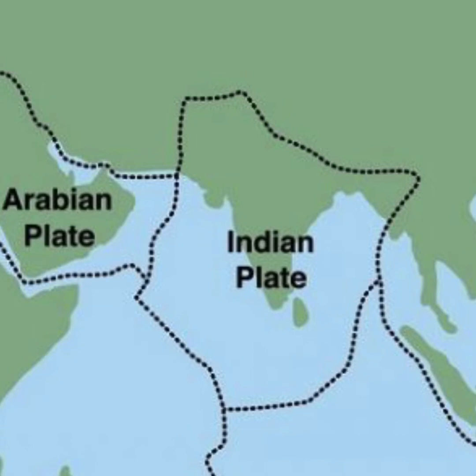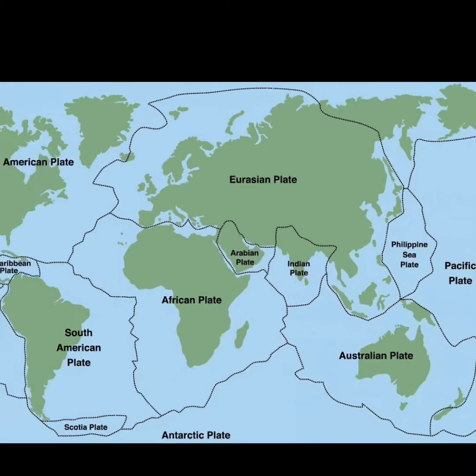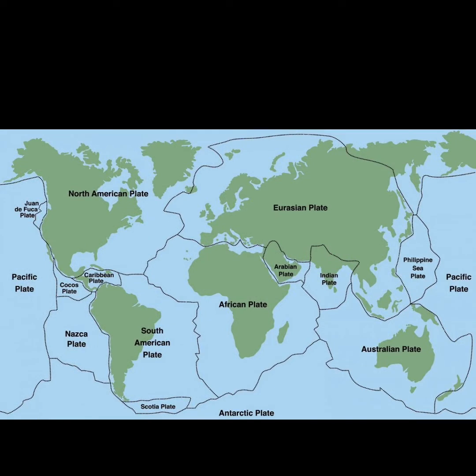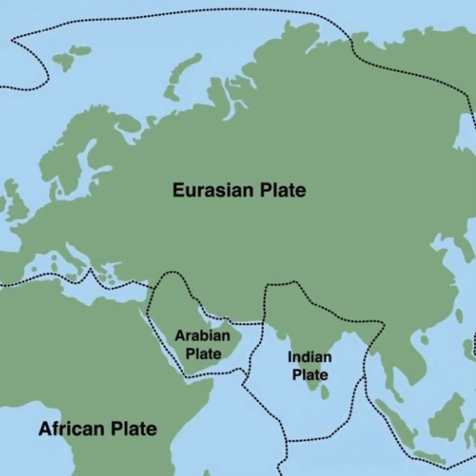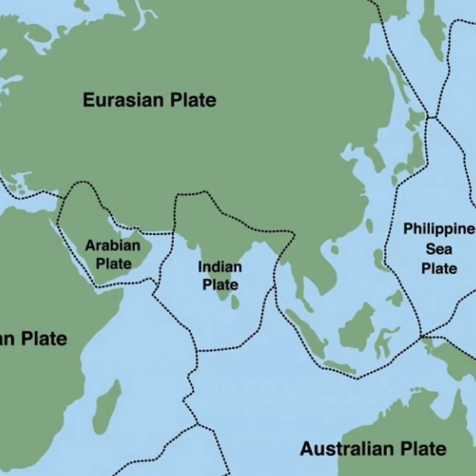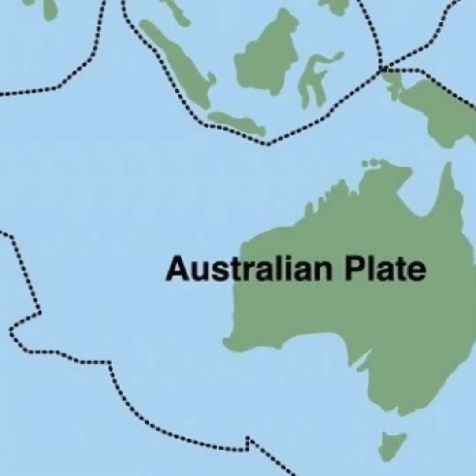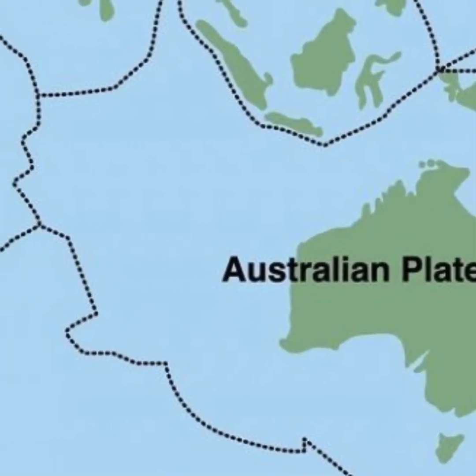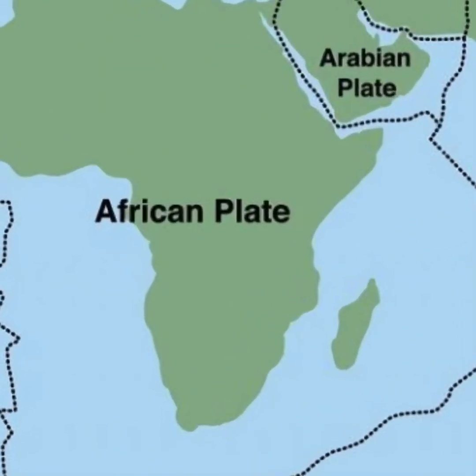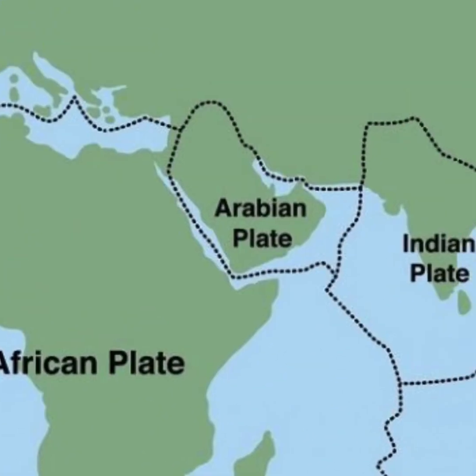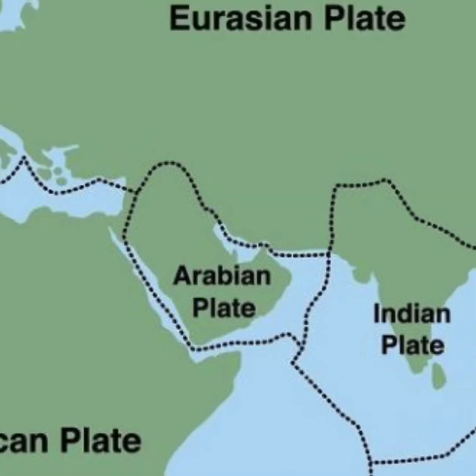The Indian Plate is a major tectonic plate located in the northeast hemisphere, and it is bounded by 4 other plates. So to the north here we have the Eurasian Plate, and then to the southeast we have the Australian Plate, and then to the southwest we have the African Plate, and then to the west we have the Arabian Plate.